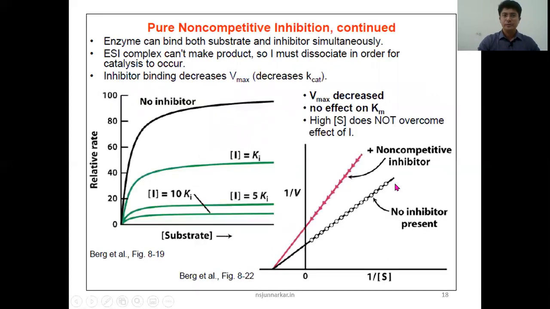So here you can see in case of pure non-competitive inhibition, when we plot the LB plot, in presence of the inhibitor, the Km value remains unchanged, whereas Vmax value is changed. Slope is also changed in case of non-competitive inhibitor. So Vmax is decreased in presence of non-competitive inhibitor. There is no effect on Km, and high substrate concentration will not overcome the effect of inhibitor.